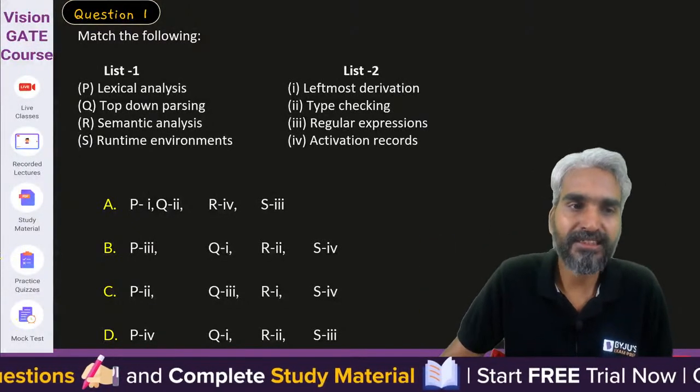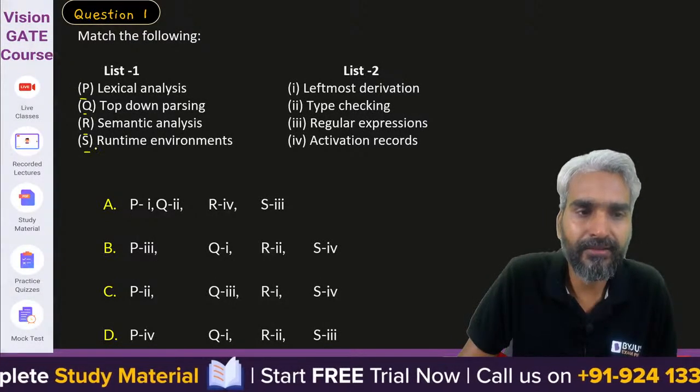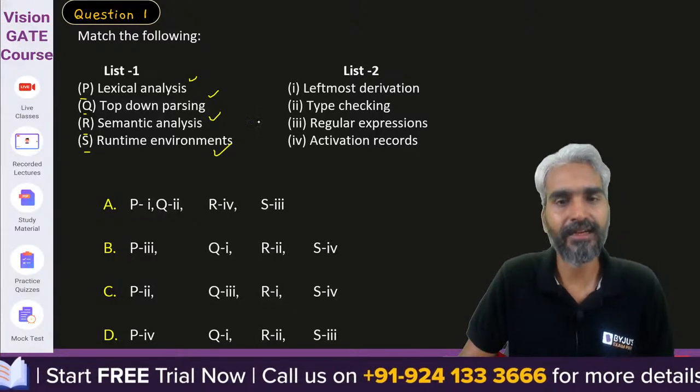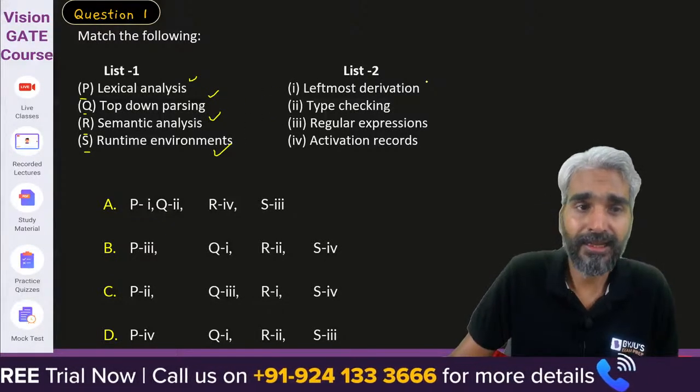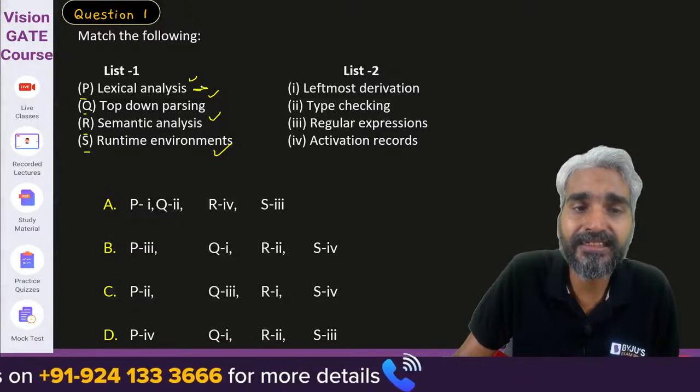Okay, so let's start. Match the following. P, Q, R, S are given, which represent lexical analysis, top-down parsing, semantic analysis, and runtime environment. You just need to see which particular thing is used for what purpose. So lexical analysis is done using what?